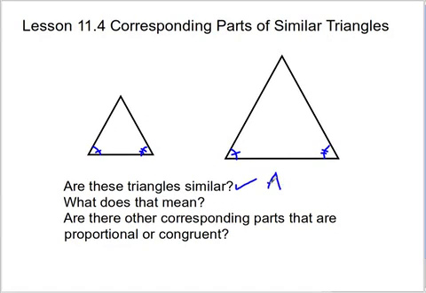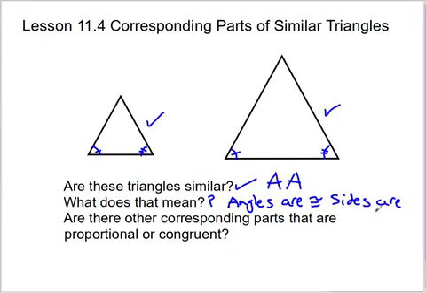Since two angles in this triangle are congruent to two angles in this triangle, they're marked there, there, the shortcut that proves that they are similar is AA. So what does that mean? That means that the angles are congruent, and it also means that sides are proportional. Alright, just more review there. And so that deals with angles and sides.